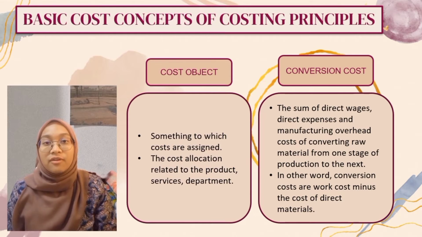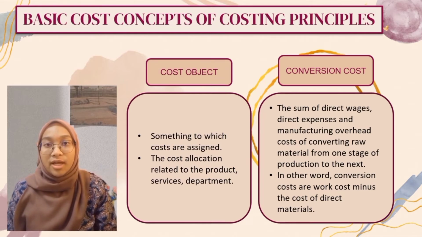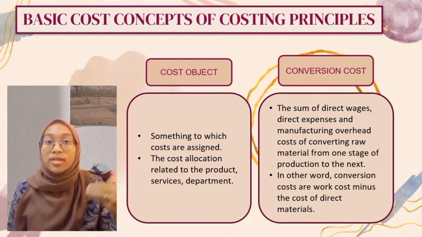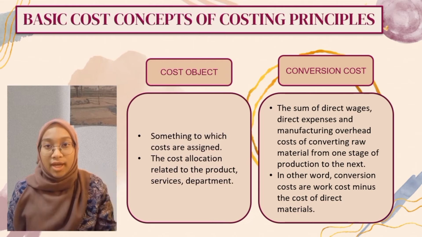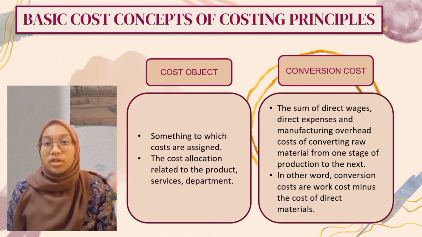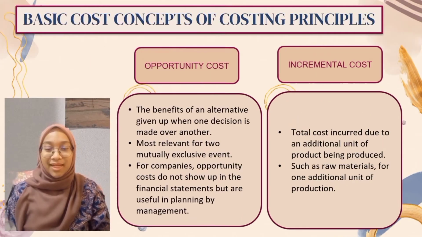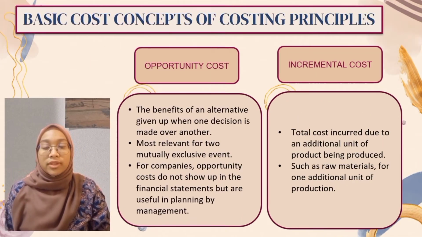The fourth is conversion cost. Conversion cost is the sum of direct wages, direct expenses, and manufacturing overhead costs of converting raw material from one stage of production to the next. In other words, conversion cost is work cost minus the cost of direct materials. Now, we move to the next point.